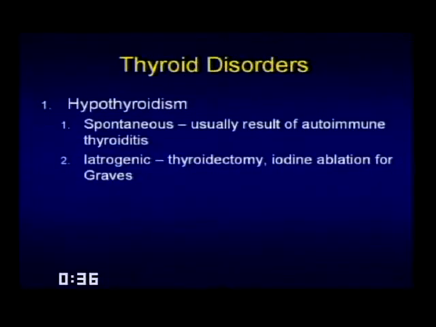Going into some of the thyroid disorders, we'll first talk about hypothyroidism. Hypothyroidism is not a surgical problem, but it can result from what we do. Most commonly, it's a result of something spontaneous, usually autoimmune thyroiditis. Autoimmune thyroiditis typically occurs in middle-aged women in which a goiter is either missed or didn't develop. Or it could be iatrogenic in nature, obviously as a result of thyroidectomy, or iodine ablation for treatment of Graves' disease, which is very common. 10 to 30% of the time after surgery for Graves' disease, patients become hypothyroid.